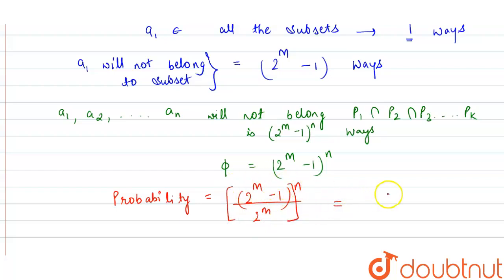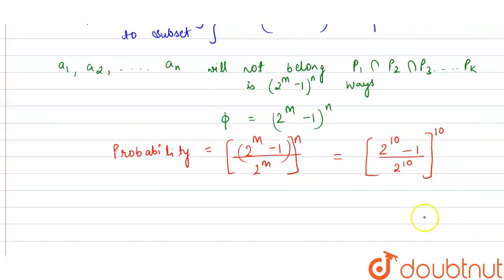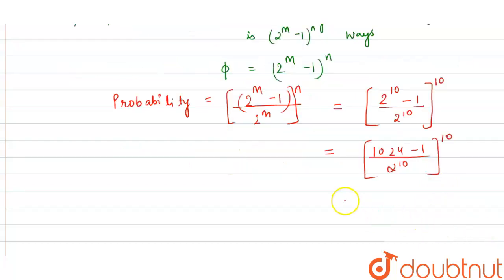So M is the total number of elements that A contains, which was 10. So it is 2 to the power 10 minus 1 upon 2 to the power 10, and the number of elements again will be 10. Now if you solve it, 2 to the power 10 is 1024, minus 1, upon 2 to the power 10, all to the power 10. So on solving it, we will get 1023 to the power 10 upon 2 to the power 10 times 10, that is 2 to the power 100. So this is our required probability.